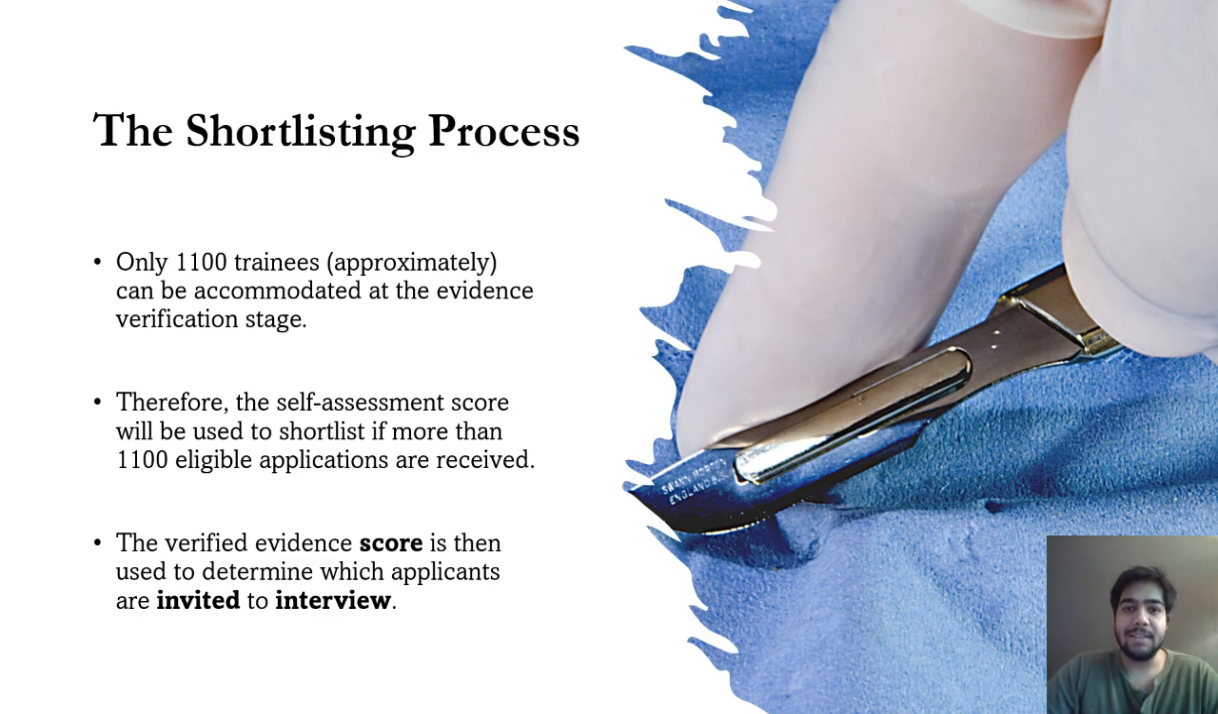Once you have completed your application and submitted it, you will be part of the evidence verification process, and at this stage only 1100 trainees can be accommodated. So the self-assessment score will be used to shortlist if more than 1100 eligible applications are received. And the verified evidence score is then used to determine whether you will be called in for an interview or not. So this is the whole shortlisting process.